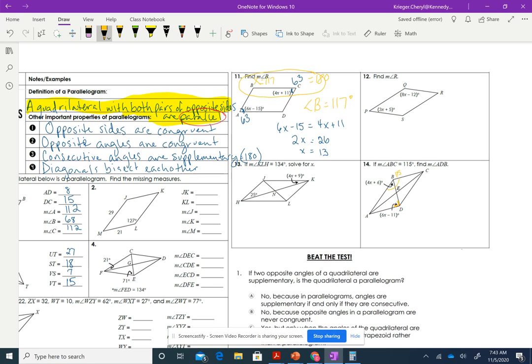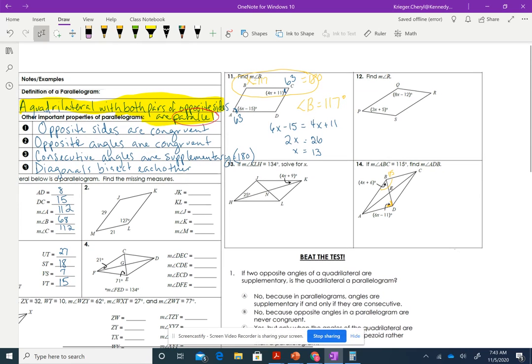All right, well, I know that this angle right here that I just drew in, ADB, is alternate interior to DBC, right? So those two angles are the same.